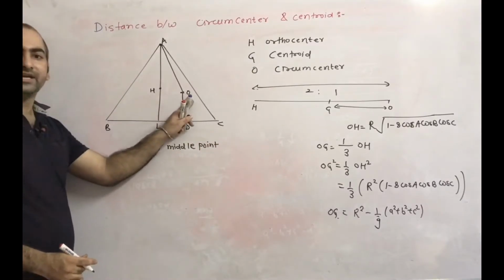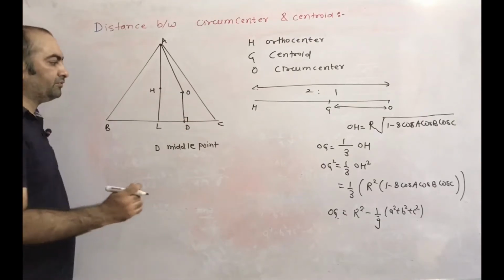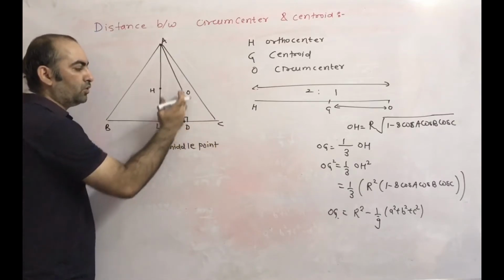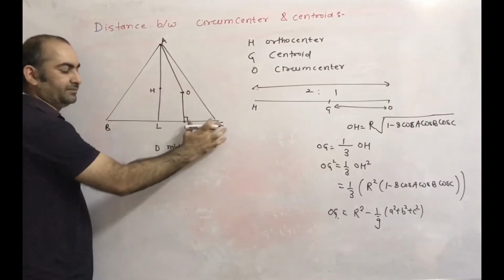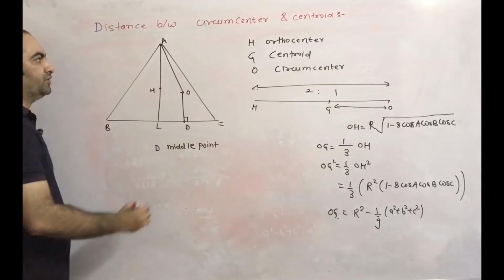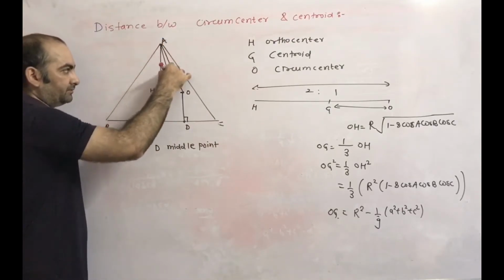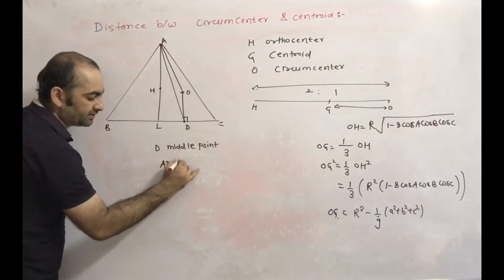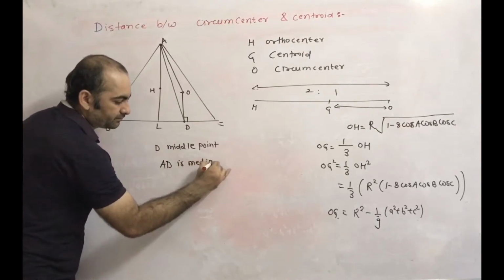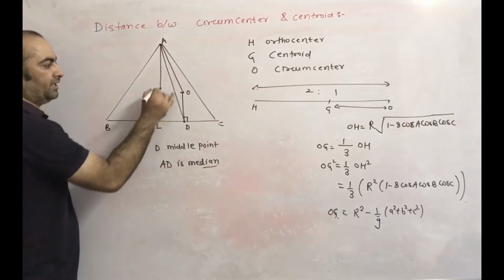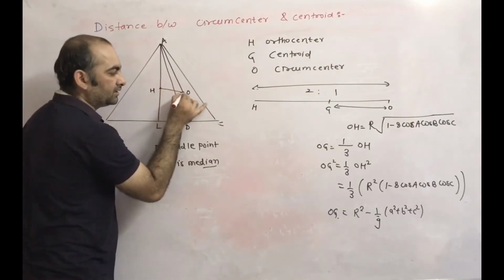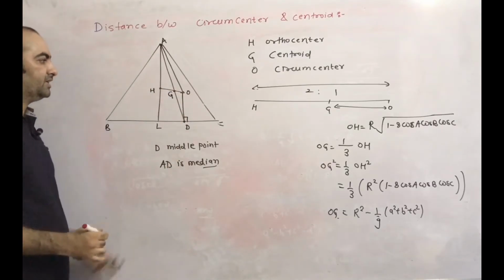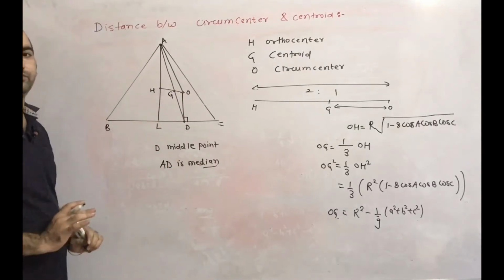Because the circumcenter is the intersection point of the perpendicular bisectors of the sides, OD is the perpendicular bisector of side BC. So D is the middle point. If you join A with D, this is a median, because D is the middle point. Then if you join O with H, we get this point, which is G. So we have to prove that G is the centroid, and the ratio also we have to find.